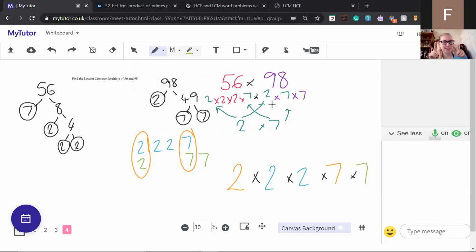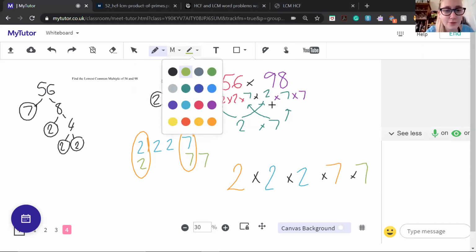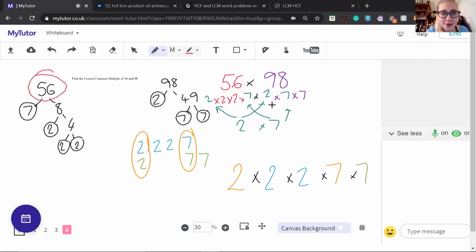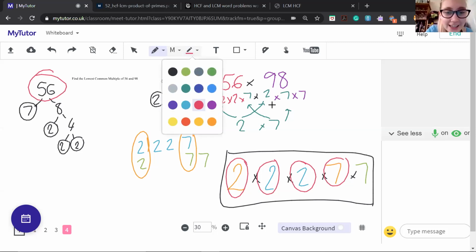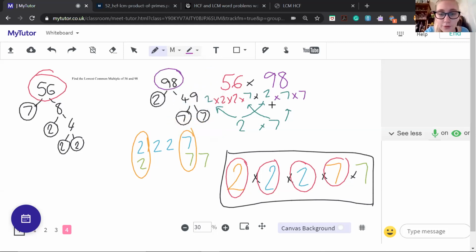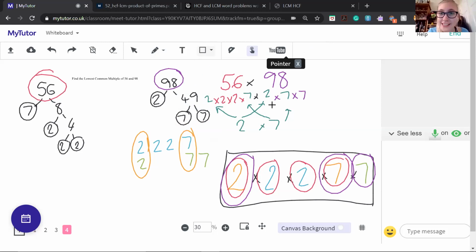So, I've just thought of something that maybe might make it make sense. If we think about our 56 in pink, this is going to be our answer. And within this answer, we've got 56 because we've got 2 times 2 times 2 times 7. So 56 is in this. And then if we think about our 98 in purple, we've got 2 times 7 times 7. So 98 is in this. So in this calculation hides both the numbers 56 and 98. So it's a multiple of both of them. I think maybe that might make more sense.